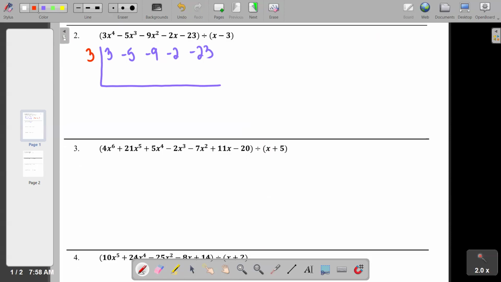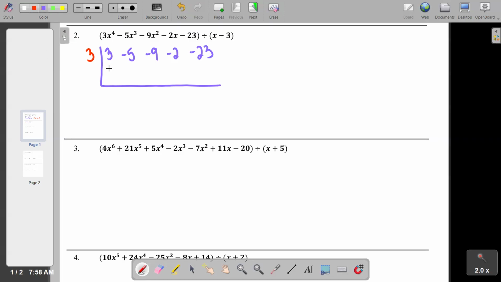So the terminology, I don't know if it really matters, but we're dividing by x minus 3, which means we're substituting the value positive 3. So synthetic division and synthetic substitution are the same process, but it's just the verbiage.